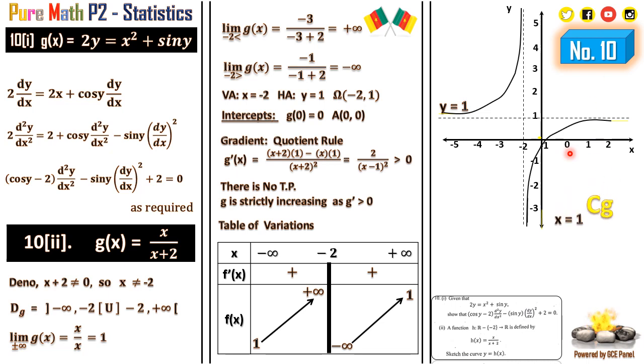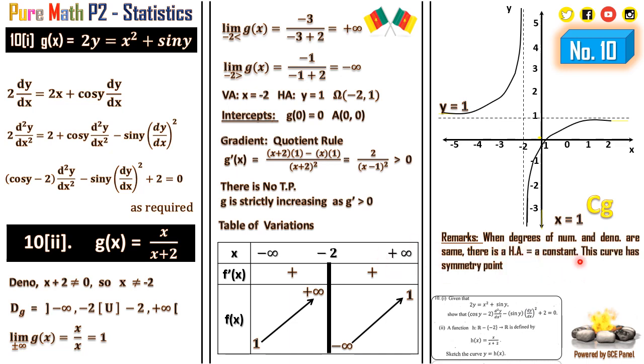And we have many other things concerning this curve which you can check from our channel. Okay, remarks. So when the degree of the numerator and denominator are the same, there is a horizontal asymptote. And this curve will have a point of symmetry, in this case at the point negative 2, 1.